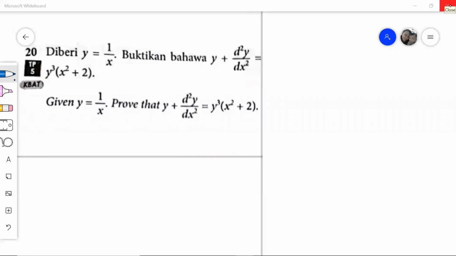Hi everyone, this is question number 20 in chapter 2. Given that y equals 1 over x, we have to prove that y plus the second derivative of y is equivalent to this one.